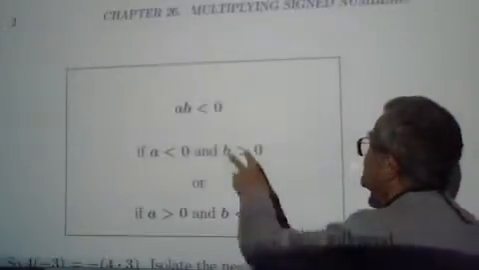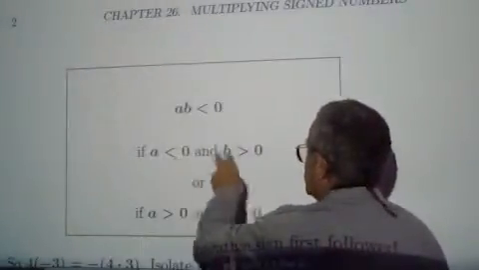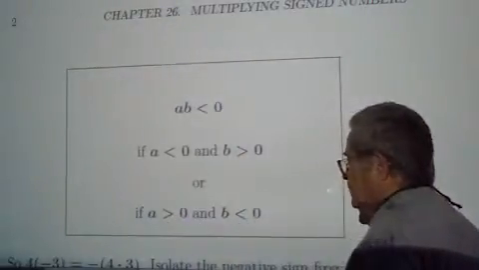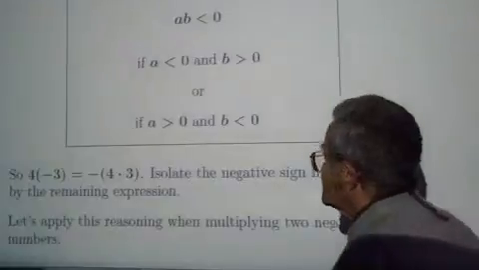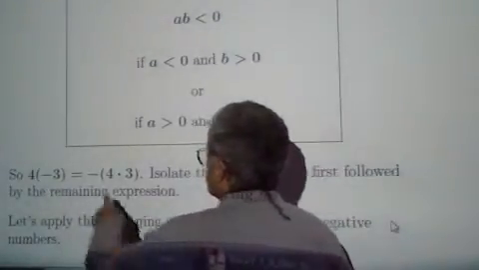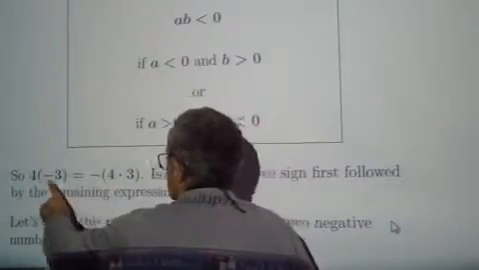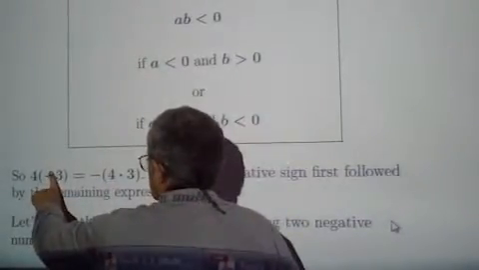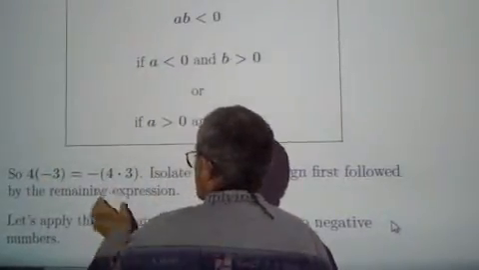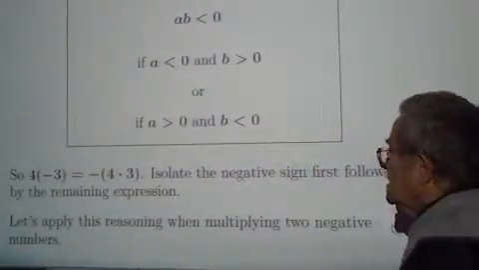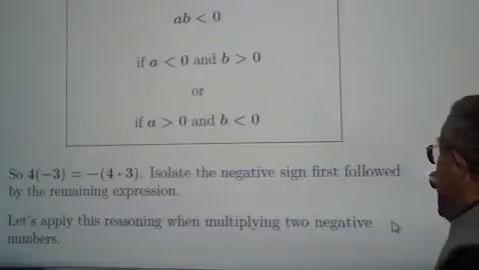And A times B is negative if A is negative and B is positive, or A is positive and B is negative. Opposite signs. 4 times negative 3. I know it's negative, so why don't I write the negative sign by itself and then copy what is left, namely 4 times 3. Negative quantity 12. And let's isolate the negative sign.